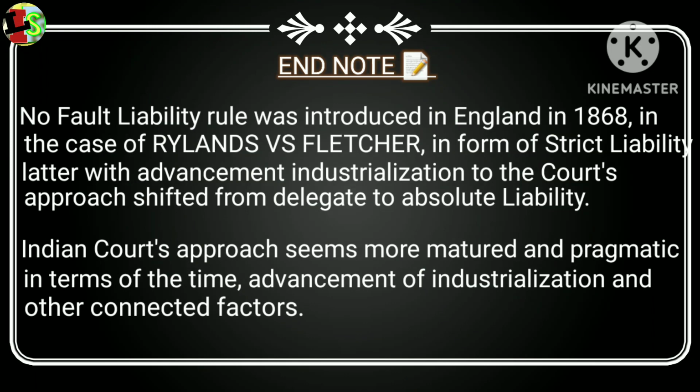No fault liability was introduced in England in the Rylands versus Fletcher case in 1868 in the form of strict liability and turned into absolute liability in the Indian legal context through the M.C. Mehta case. As industrialization advanced and the risk factors multiplied, the Indian courts took a more pragmatic approach with the advancement of time and other connected factors.